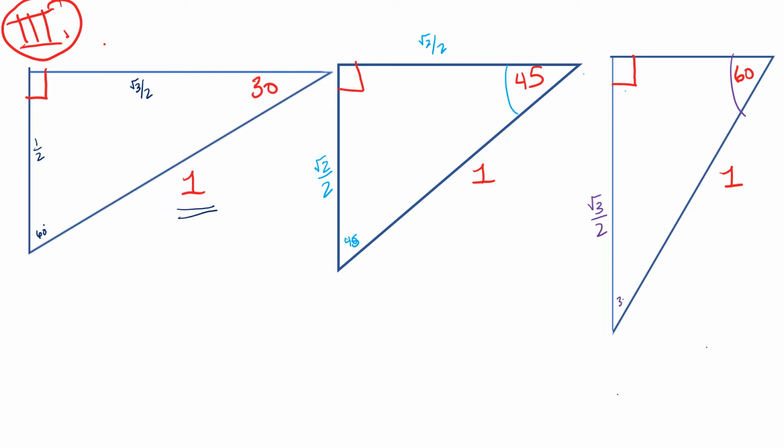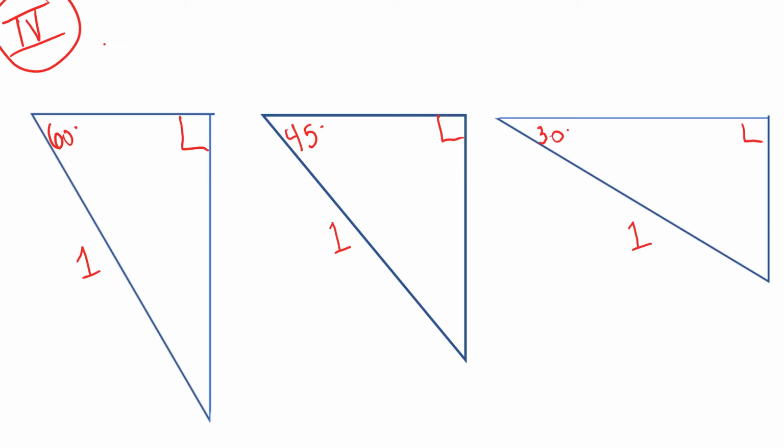And then this is an implied 30-degree angle, and 1/2 is across from that. Now you can always go ahead and, if you were ever not sure that these were right, you could check with the Pythagorean theorem. I could check that square root of 3 over 2 squared plus 1/2 squared is indeed equal to 1 squared. And it is.